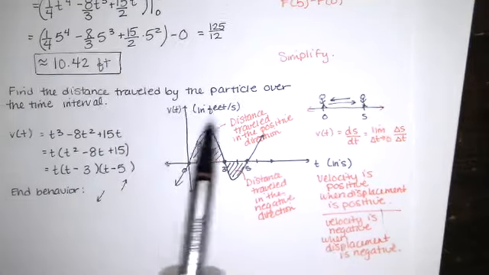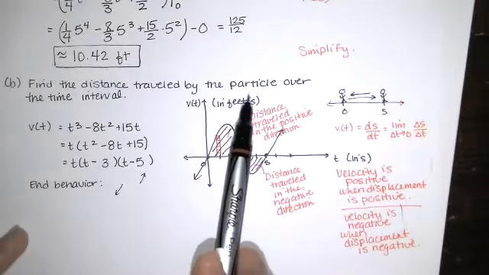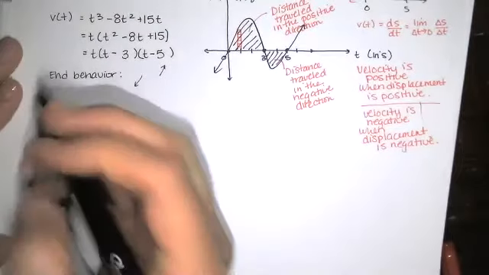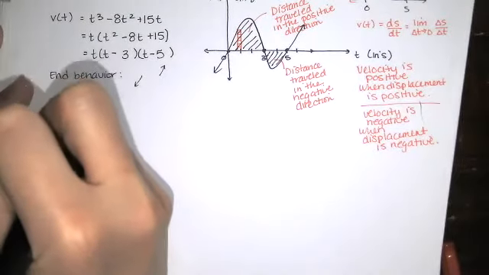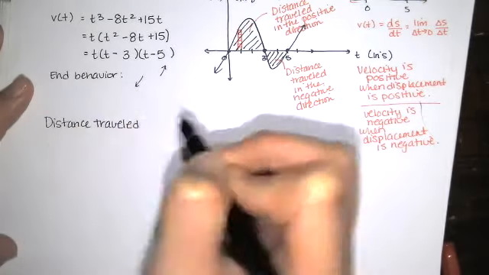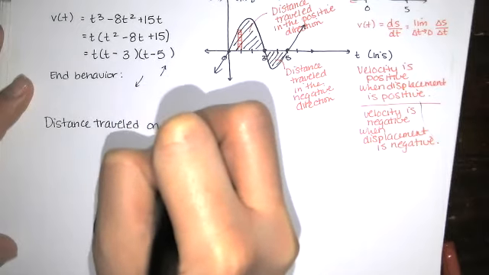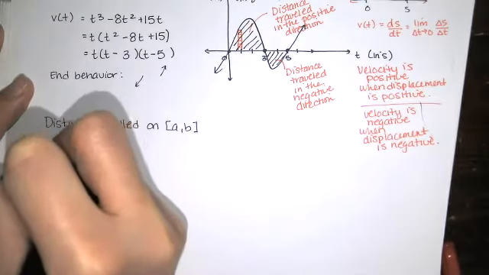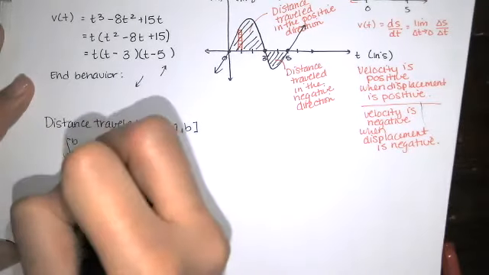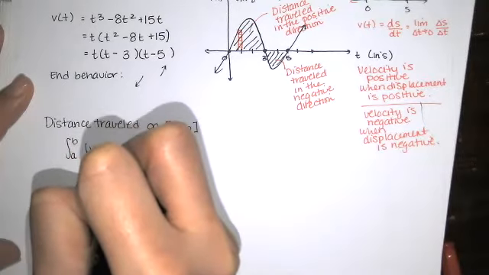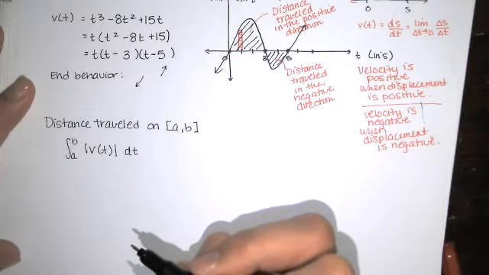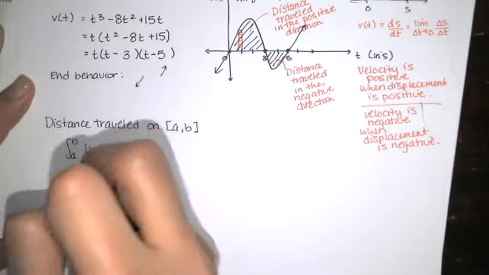So if I want the distance traveled of my particle over the time interval, this is how we do it. On the time interval from A to B, the distance traveled is not the integral of velocity, which would give you displacement. It's the integral of the absolute value of velocity. Do you remember what the absolute value of velocity is? That's speed.